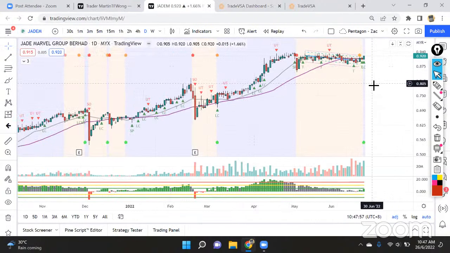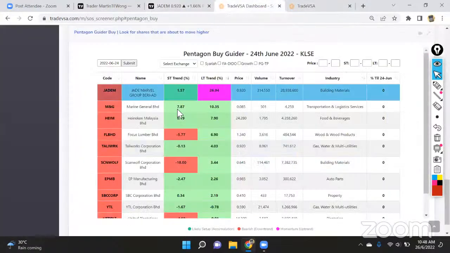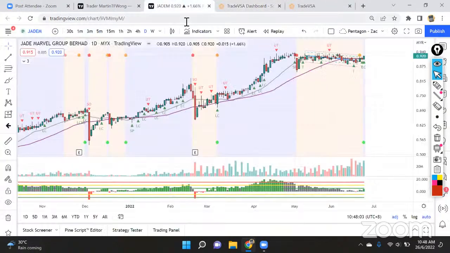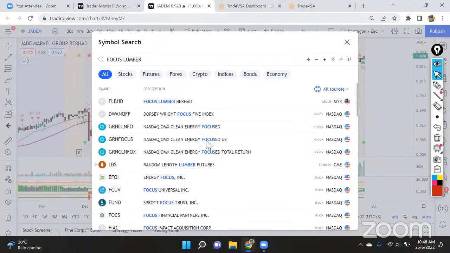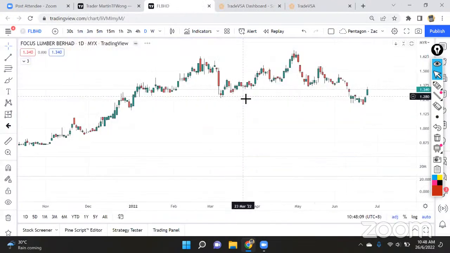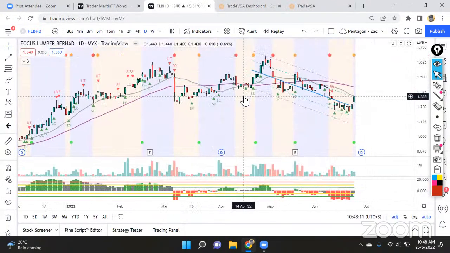So this is likely a continuation trend with green pentagon, but I don't know why the volume is a bit unusual. So let's try Focus Lumber. Now what do you think about Focus Lumber? Worth to trade?